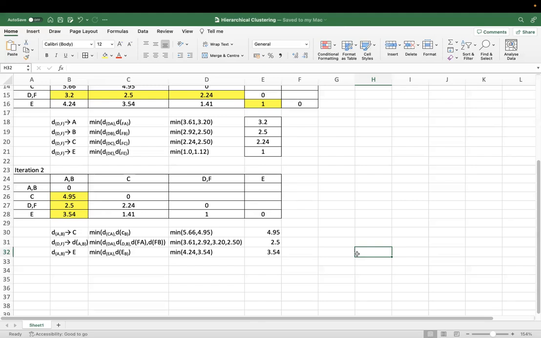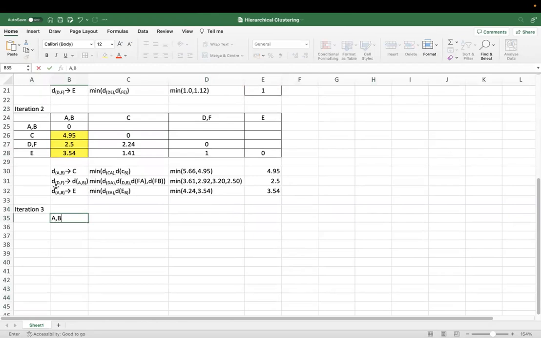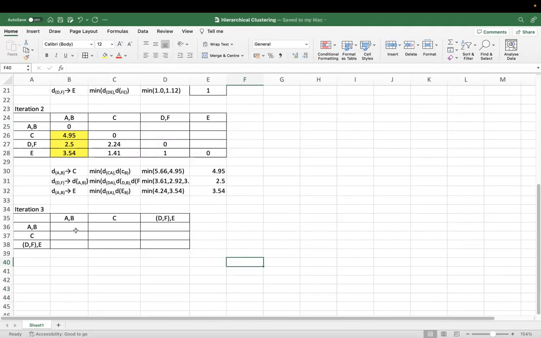Now in this whole matrix, what is the lowest? 1 is the lowest, between DF and E. So the matrix will change. Iteration 3: we merge DF and E as one cluster, along with A comma B. AB to AB is 0, C to C is 0, DFE to DFE is 0. Now AB to C, there will be no change, 4.95. C to DFE also has no change.